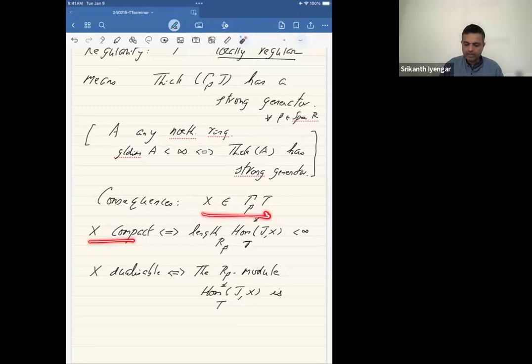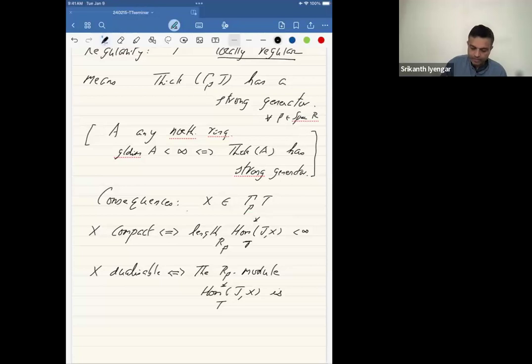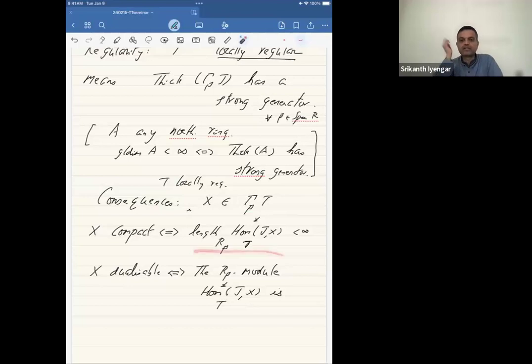And this is telling you that, assuming T is regular, so I should clarify, assume T is locally regular. If you have a locally regular TT category, then compactness is tantamount to finite length in the P local category. And dualizability is tantamount to this object being Artinian.